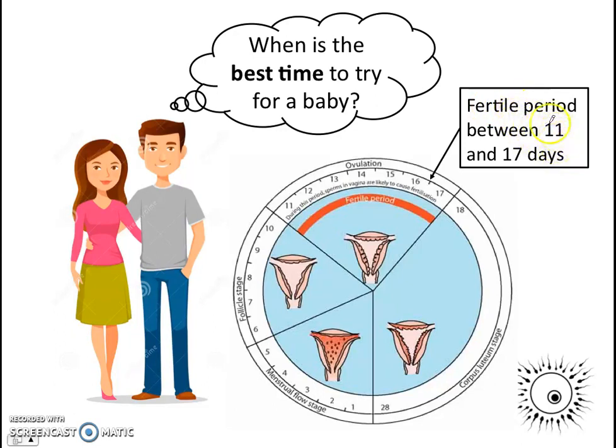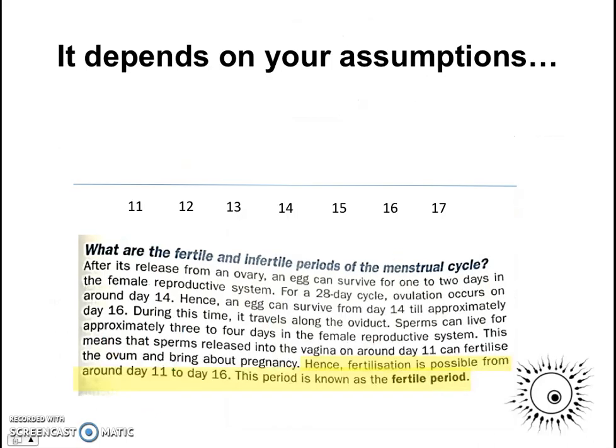So this is normally within plus minus 3 days of ovulation. So that will be between about day 11 to day 17, which is what you learned back in Sec 2. Okay, the rest of it is just called the infertile period. So the fertile period is from day 11 to 17, right? Well, if you read your textbook, it actually says that the fertile period is from day 11 to day 16, not 17. So why is it different? Is it 11 to 17 or 11 to 16?